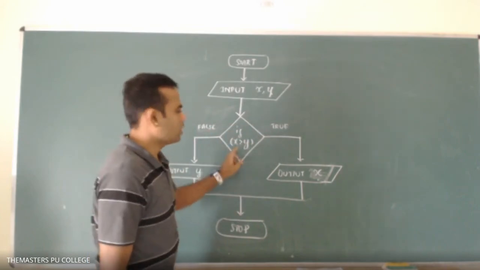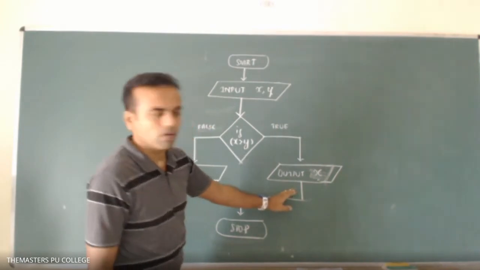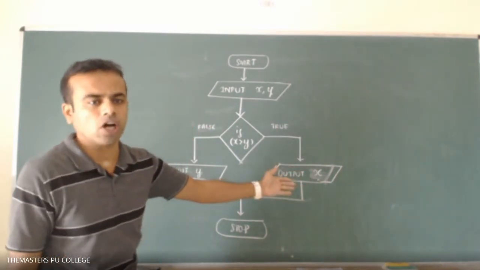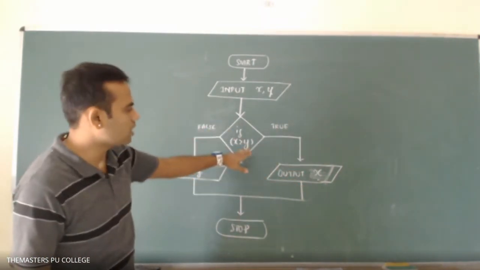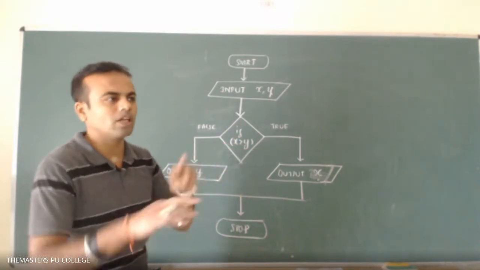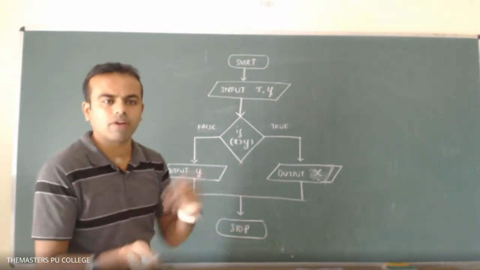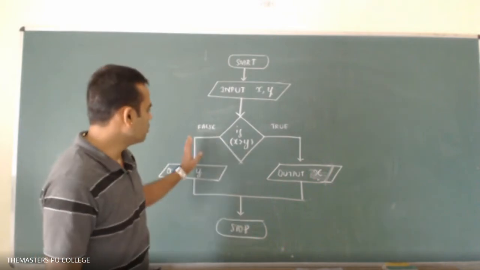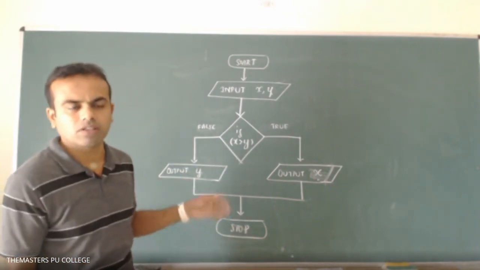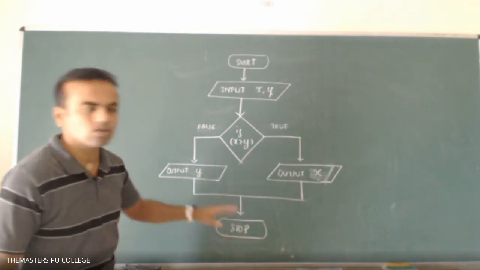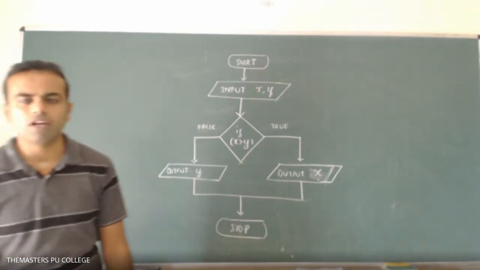Okay, if x is greater than y, if it is true, then the output will be x. The biggest number is x now. And if x is greater than y is false, then there are only two possibilities: x is greater than y or y is greater than x. So if it is false, the output y will be printed. The second number is the biggest. And then you just stop it. Okay, is that clear, everyone?